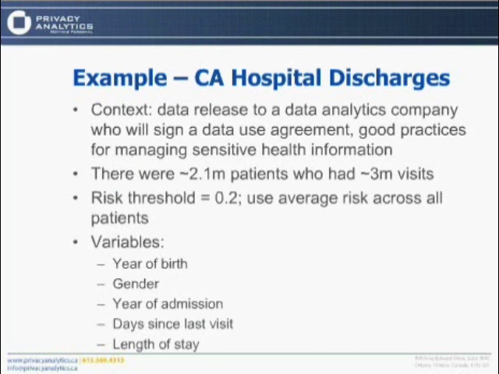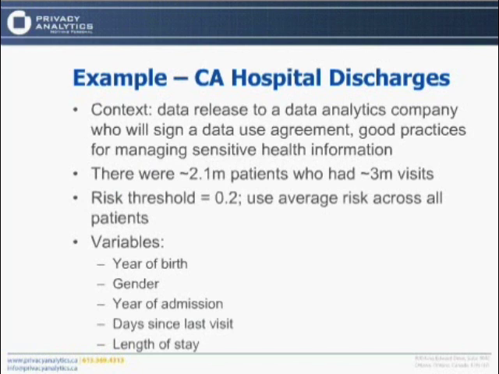This particular data set had 2.1 million patients, and about 3 million visits across them. In terms of the threshold, based on our risk assessment, we are setting a threshold of 0.2, that is a probability of reidentification, one of the 4 bins that I showed you earlier on.